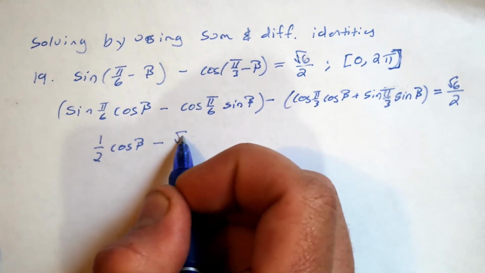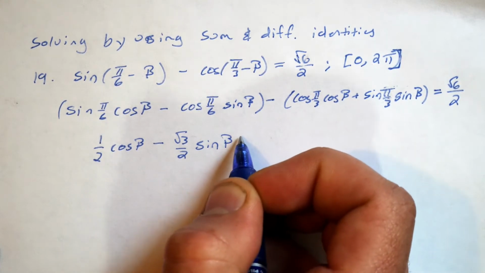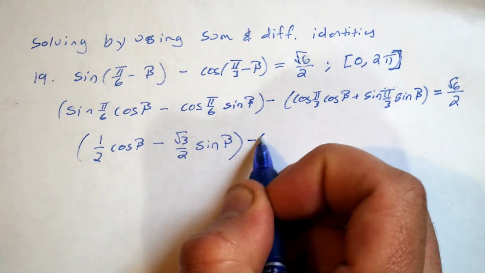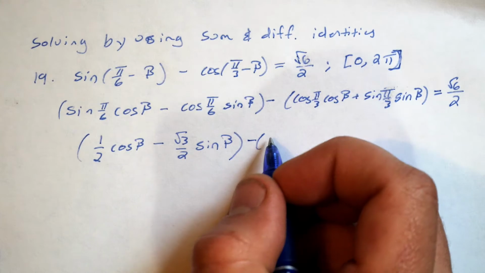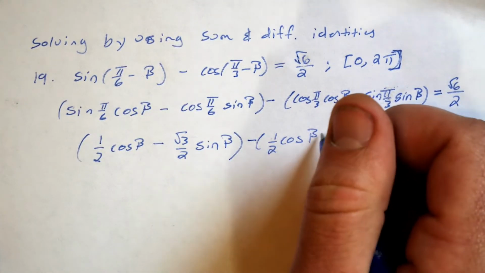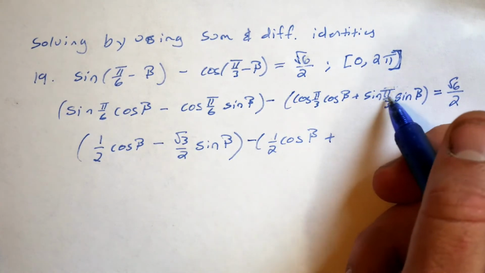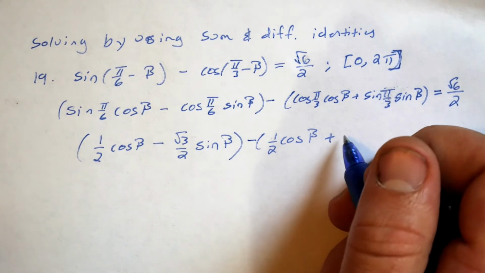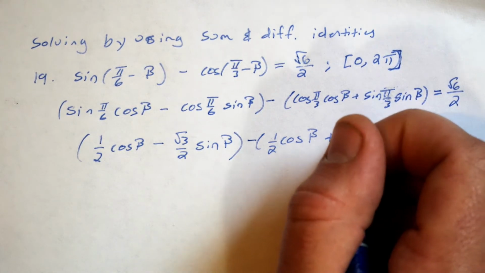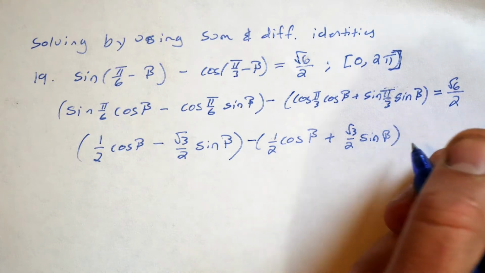We know what that is. It's root 3 over 2 times the sine of b. And all of that is being subtracted by cosine of pi thirds. We know what that is. That's just 1/2 times the cosine of beta. Now we have plus sine of pi over thirds. What's sine of pi over thirds? We know that. It's on our unit circle. That is just root 3 over 2 times the sine of b, or beta.